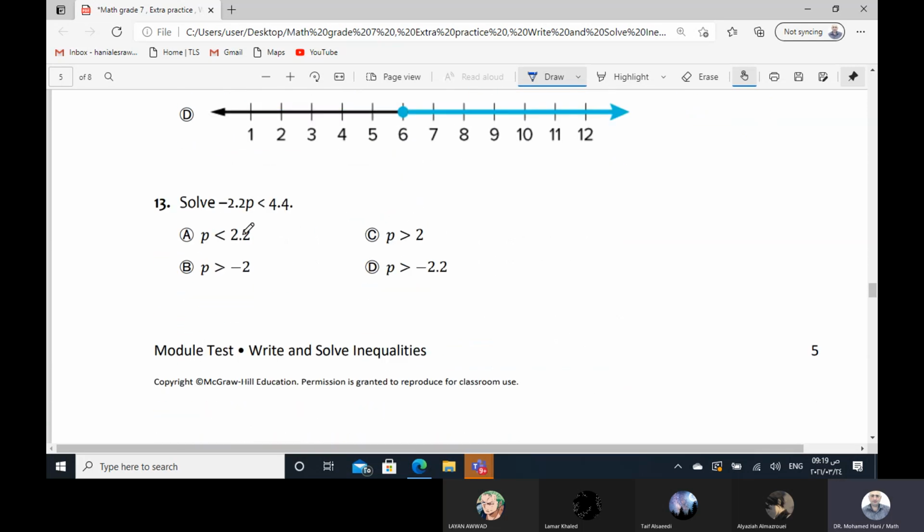Right. We have this inequality now. Solve minus 2.2b less than 4.4. What is the right solution here? B. Okay, thank you. Who has a different answer? I have the same answer. Okay, thank you. Who has a different answer?